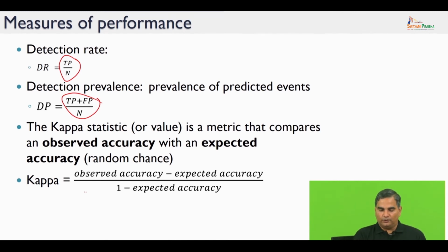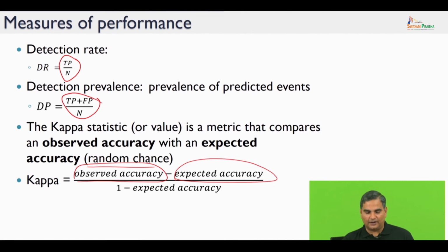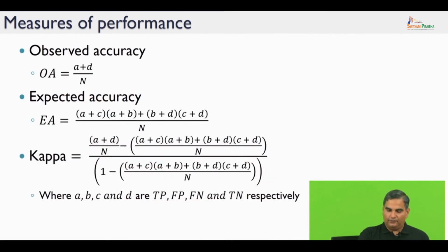So, what you want to know is this: kappa gives you the observed accuracy, whatever the classifier gives you as a result, minus what accuracy you would expect for a classifier which is designed based on this notion of random chance, divided by 1 minus expected accuracy. So, this is the definition of kappa. What you want is this observed accuracy to be larger than expected accuracy. This is a slightly more complicated formula.